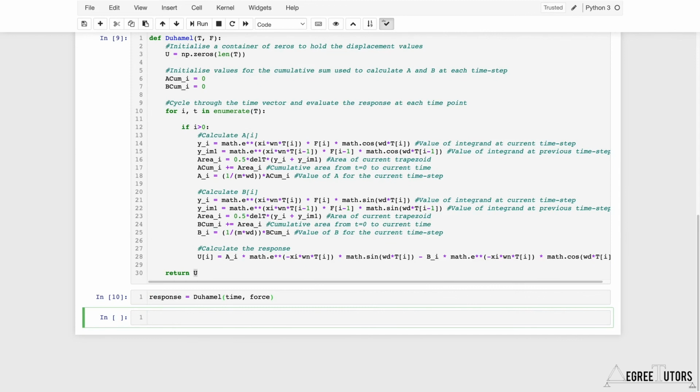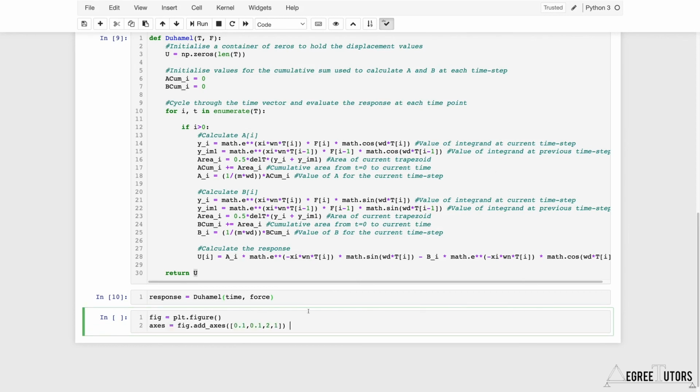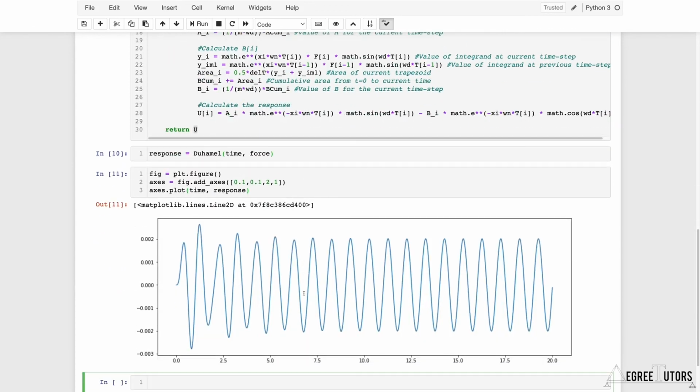Doesn't seem to have kicked back any errors. Now we can plot that response. So plotting is going to be the usual plotting code. We'll define a figure, add a set of axes, and then plot onto that set of axes. So now we've defined a set of axes, we can say axes.plot. And what do I want to plot? I want to plot time versus the response that I calculated. Let's see what we get. So that's what we get.